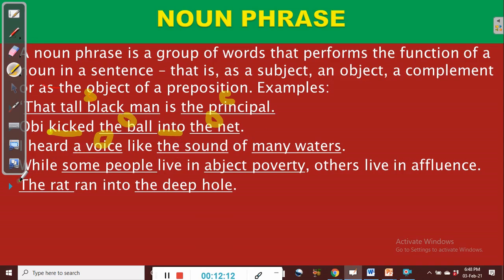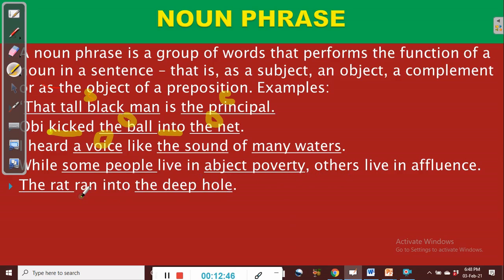Okay, so let's look at: while some people live in abject poverty, others live in affluence. Now, the noun phrases here are some people, that's a noun phrase here, and abject poverty is another noun phrase.